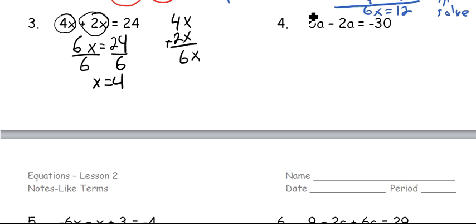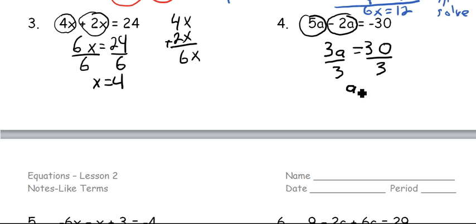Okay, let's do number 4. We have 5a minus 2a. Now, one easy way to look at this is if a variable you say is a box, and you have 5 boxes, and you take away 2 boxes, how many boxes do you have left? You have 3 boxes. Okay? Now, we're going to divide by the coefficient, and we have a equals 10.